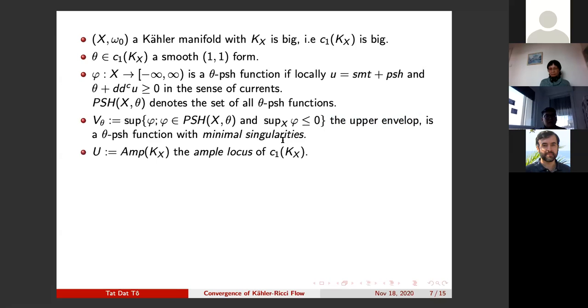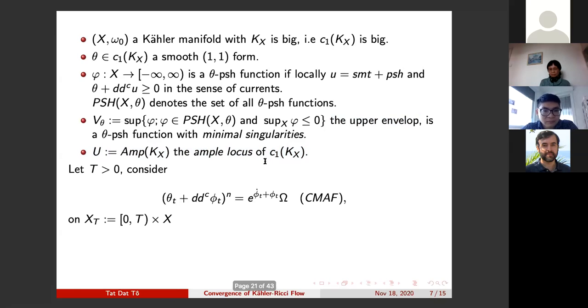So another notation is the ample locus of c1(K_X). Fix: the ample locus is the set where the class looks like a Kähler class. We denote this ample locus by U.